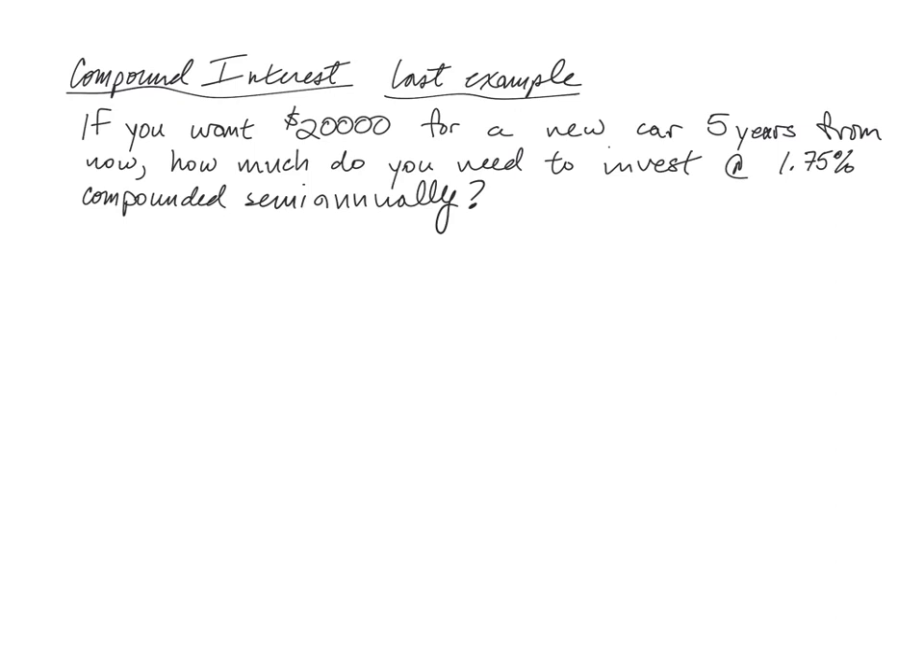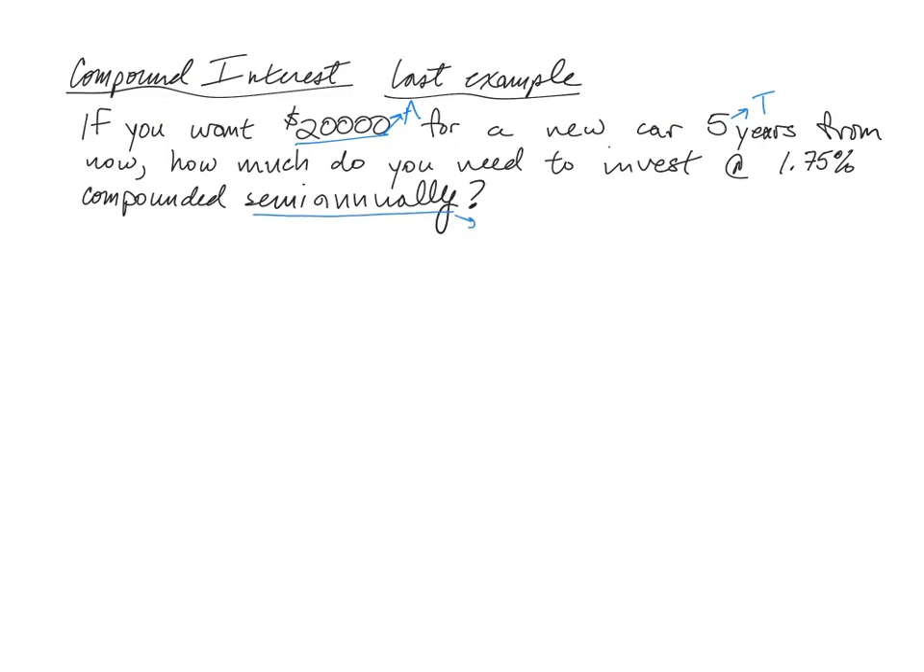Last example for compound interest here, more of a real-worldy feeling example. If you want $20,000, presumably for a down payment for a new car 5 years from now, how much do you need to invest at 1.75% interest compounded semi-annually? So you're basically trying to figure out how much money do you need right now, present day. We need to know a present value. So I know over here that this 20,000 would be A. Here is a T. So that's nice. That's the number of years is a T.